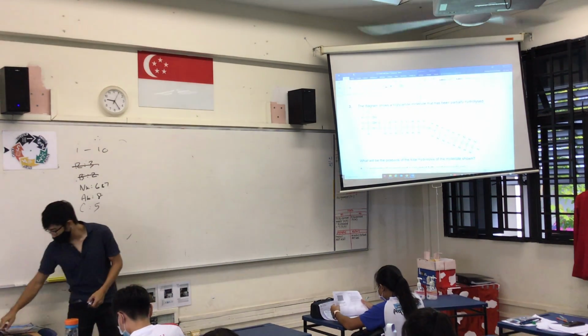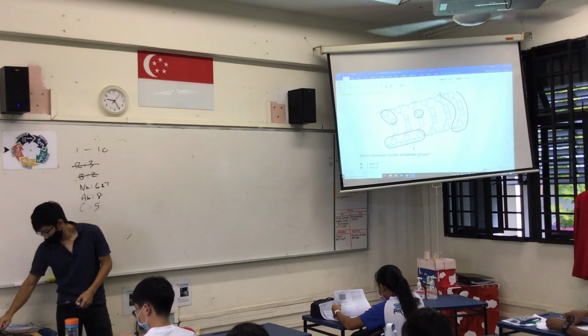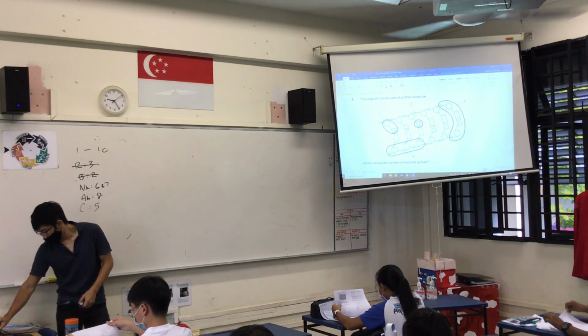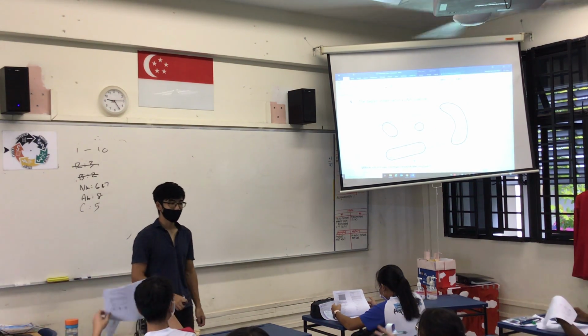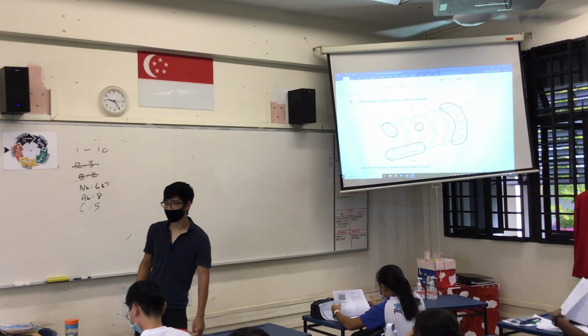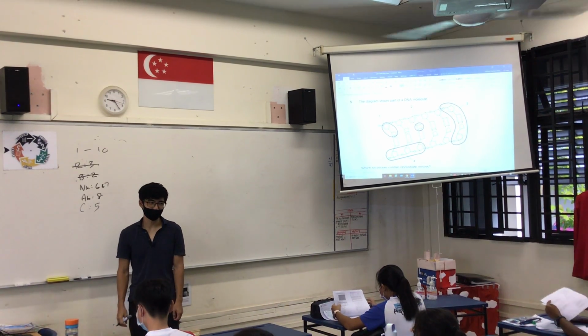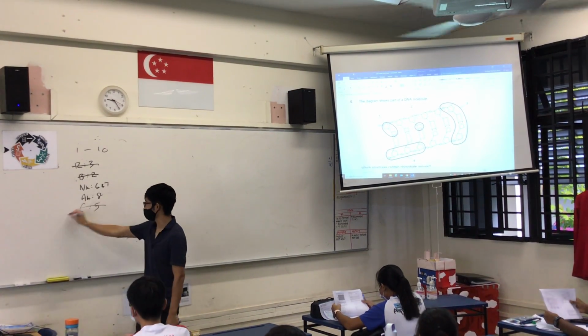Next, question 5. The diagram shows a part of a DNA molecule. Like this. So these are all your GH3 topics. Question 5, okay?